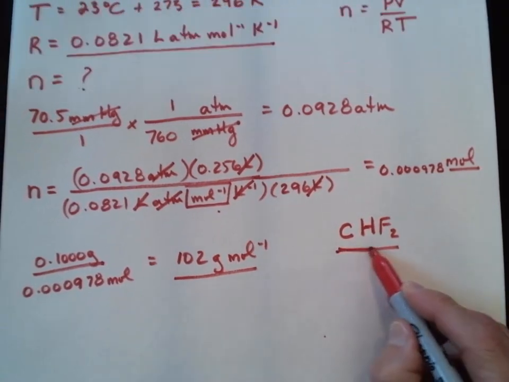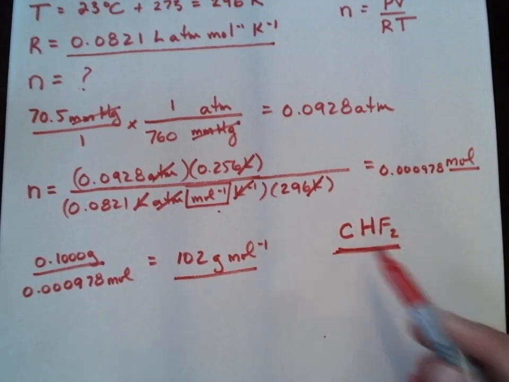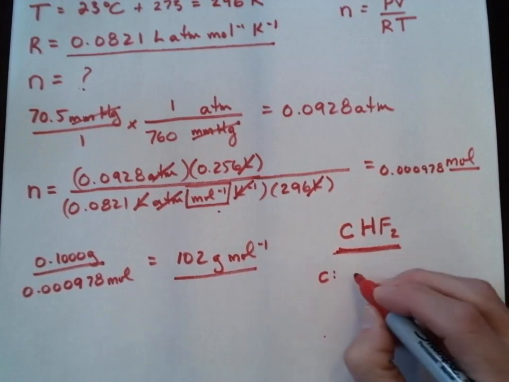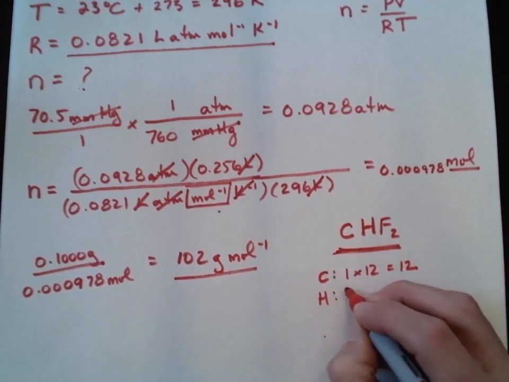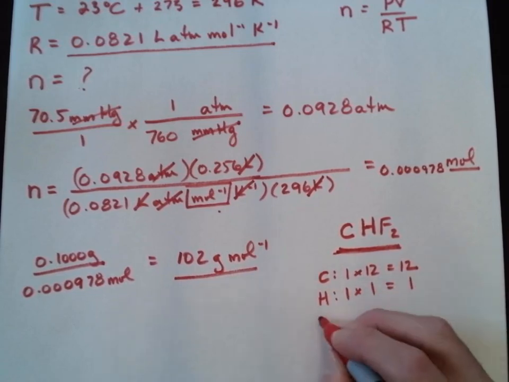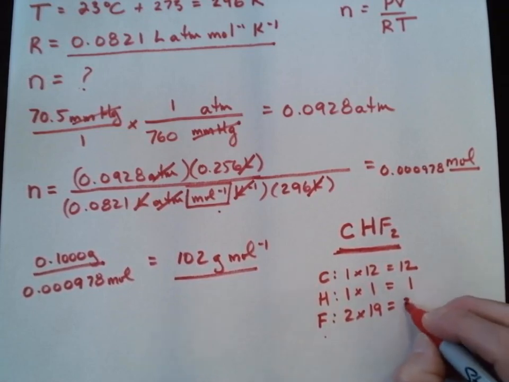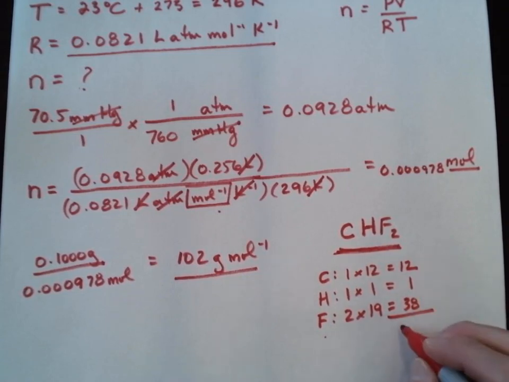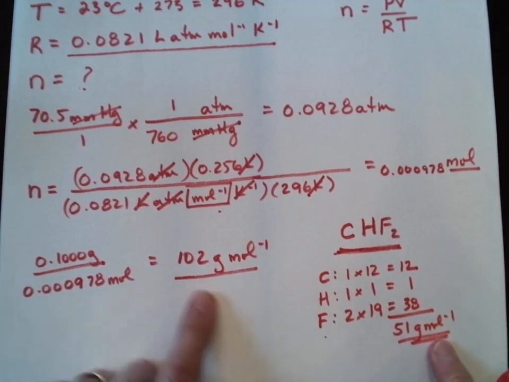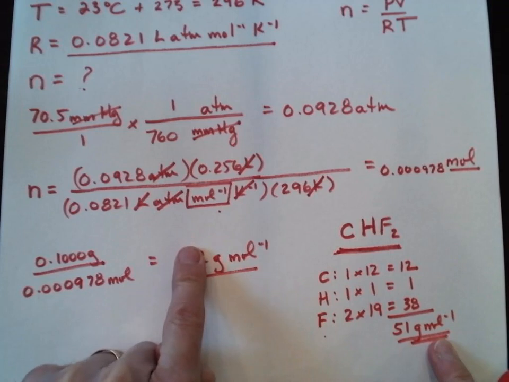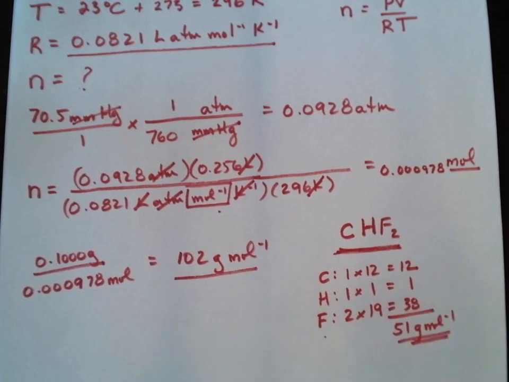Well, to figure this out, I'm first going to find the, so to speak, molecular mass of this empirical formula. I've got a carbon, one of those times 12 grams per mole. I've got a hydrogen, one of those times 1 gram per mole. And I've got 2 fluorines times 19 grams per mole. That's 38. Add those up. That's 51 grams per mole. These don't match, but you recognize that multiplying this by 2 gives me this. So I need to multiply my empirical formula by 2 to get my molecule.